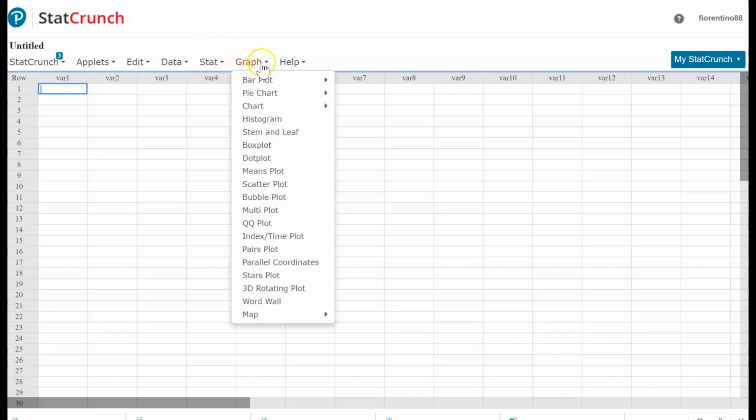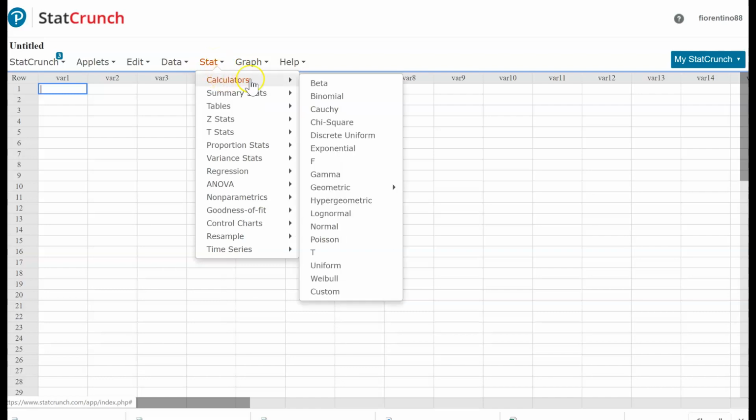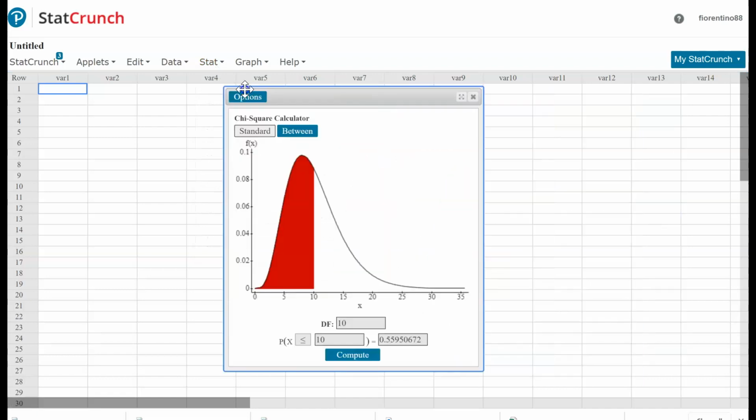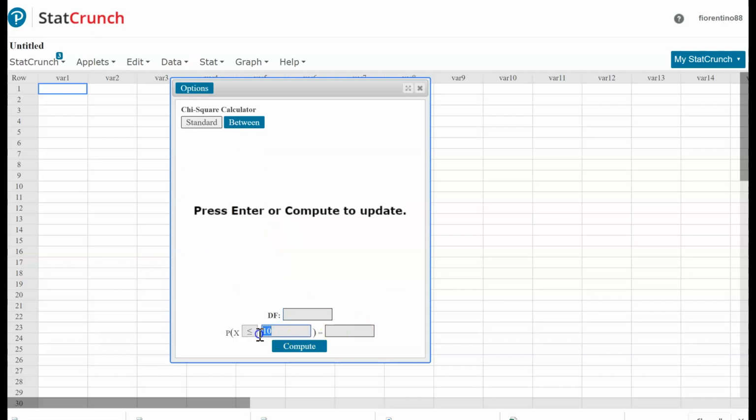So here we're accessing StatCrunch. And then from here, we're going to select Stat, go to Calculators, and then go down to chi-square. Before we do anything, we want to make sure to erase everything that's in there. And we're going to put in the degrees of freedom, which is 29, and then our alpha divided by 2, which was 0.05.